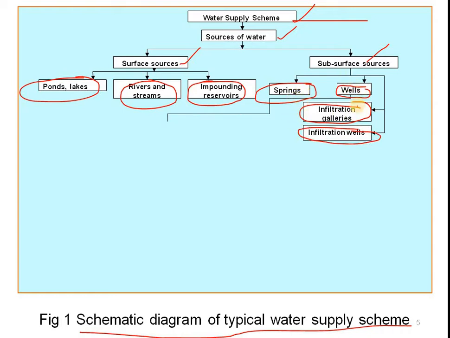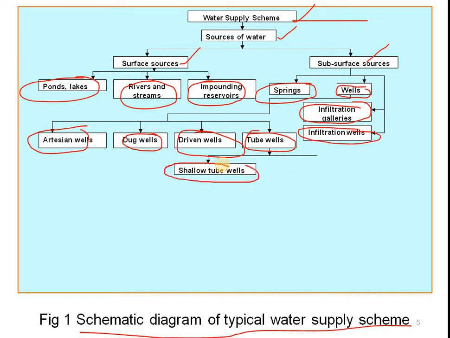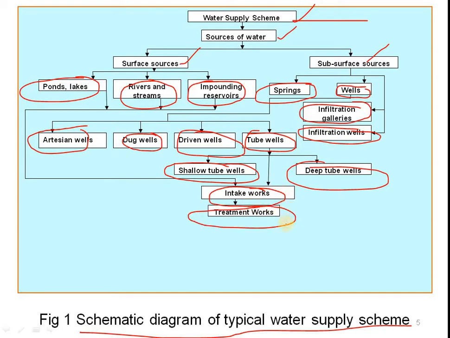From the wells, you can see that there are artesian wells, dug wells, driven wells, and tube wells. These are the four types of wells, and the tube wells are further divided into shallow tube wells and deep tube wells. From impounding reservoirs and the tube wells, the water is collected at the intake works, and from the intake works the water goes to the treatment plants.